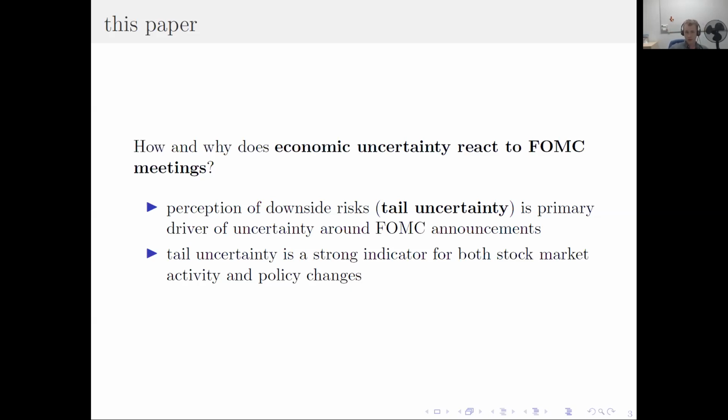And the second part of the question, so why does it react? We try to answer by using tail uncertainty and looking at the connection of tail uncertainty and the reaction in the stock market to monetary policy announcements, as well as whatever the Fed is doing. So we look at policy changes, which we proxy by target rate changes here, and we try to figure out if there's any connection between the two. And we indeed find that tail uncertainty is a very strong predictor for both. It positively predicts stock market returns around these announcements, and it predicts rate cuts going further.